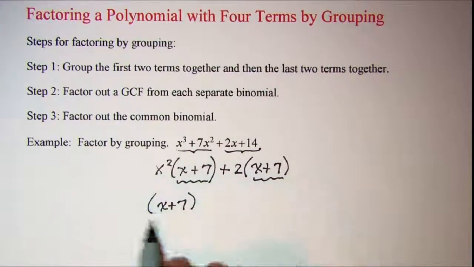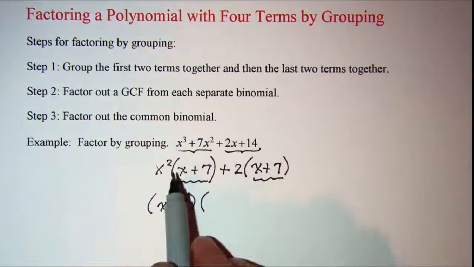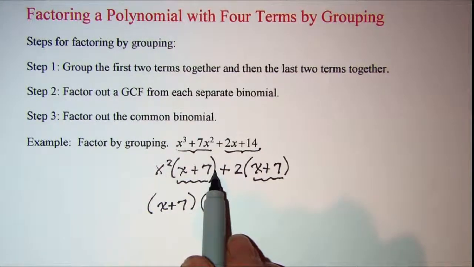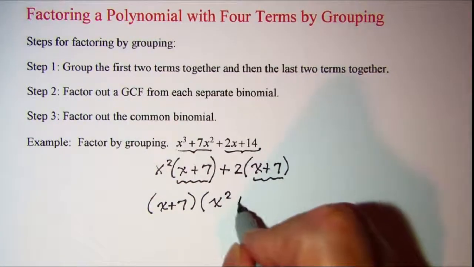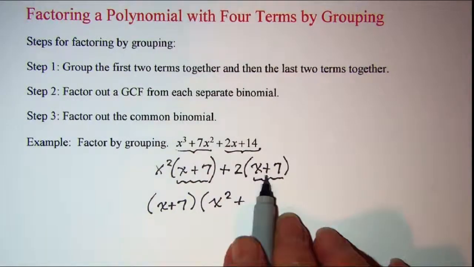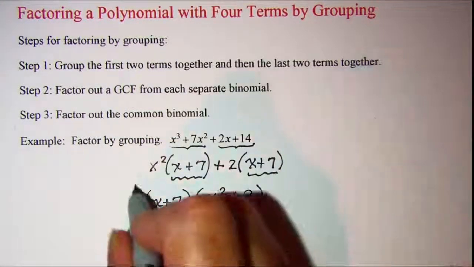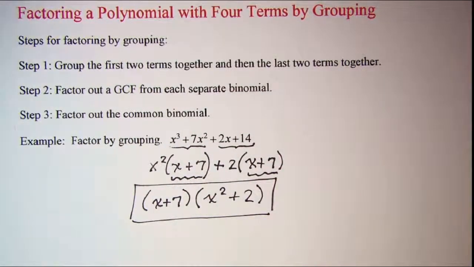Make sure you put parentheses around this quantity, and then open the parentheses to write what's left. When I take this term and divide by x plus 7, I have x squared, and then when I take this term divided by x plus 7, I have 2. Let's do another example.